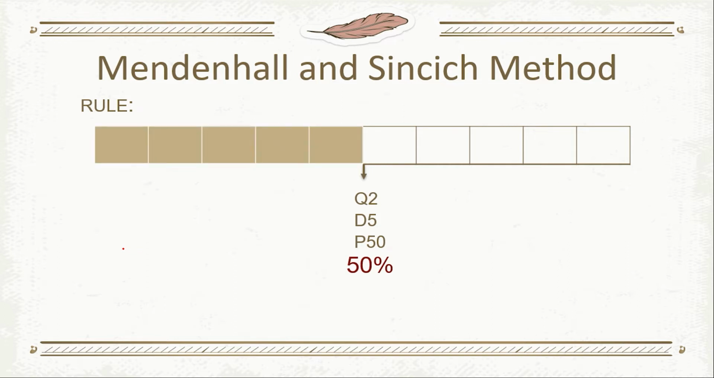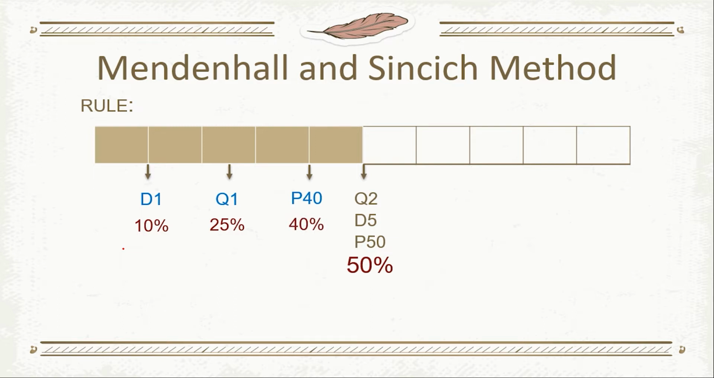Looking at the figure, we can see the position of decile 1 here, quartile 1 here, and percentile 40 here. Decile 1 is equivalent to 10%, quartile 1 is equivalent to 25%, and P40, or percentile 40, is equivalent to 40%.